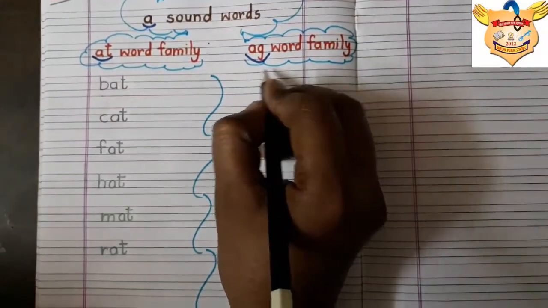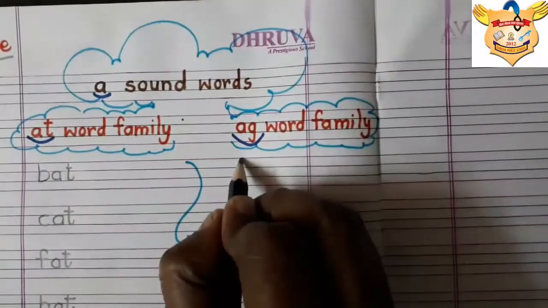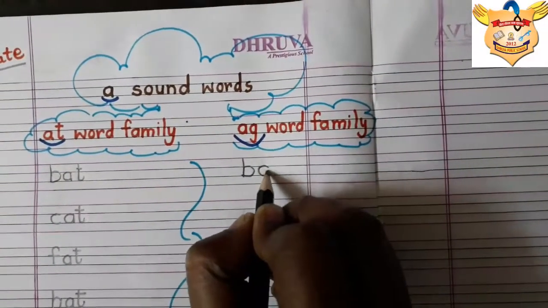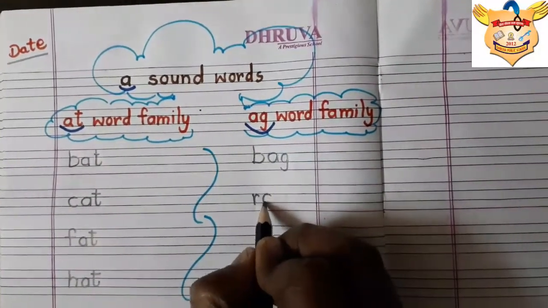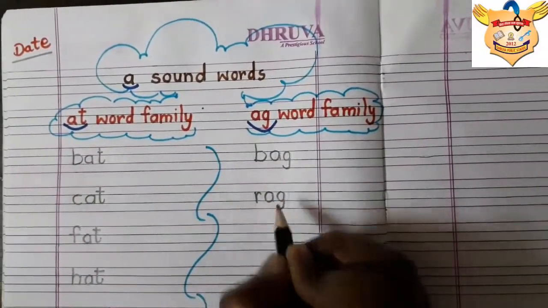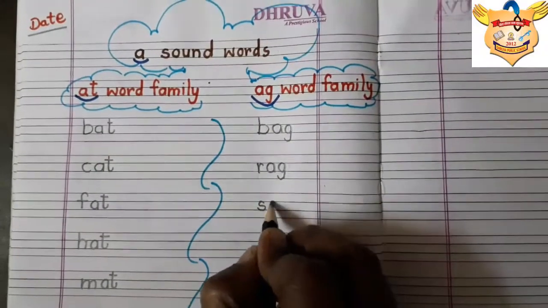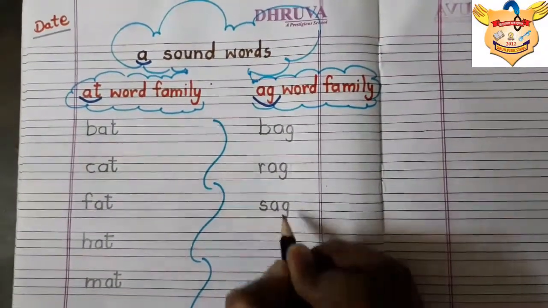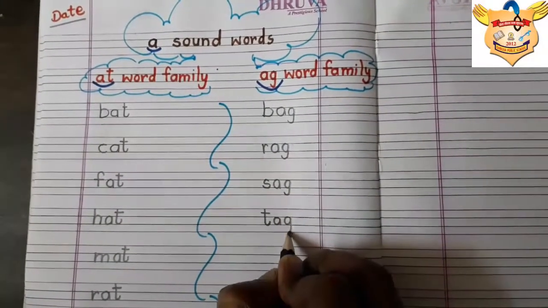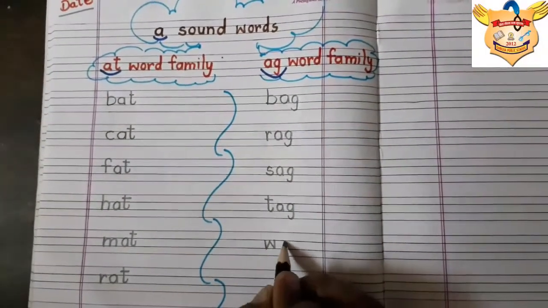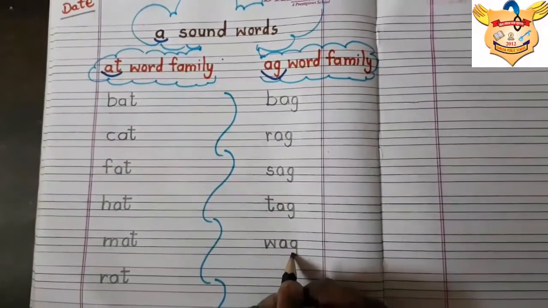Next, ag family words. B ag bag. R ag rag. S ag sag. T ag tag. W ag wag.